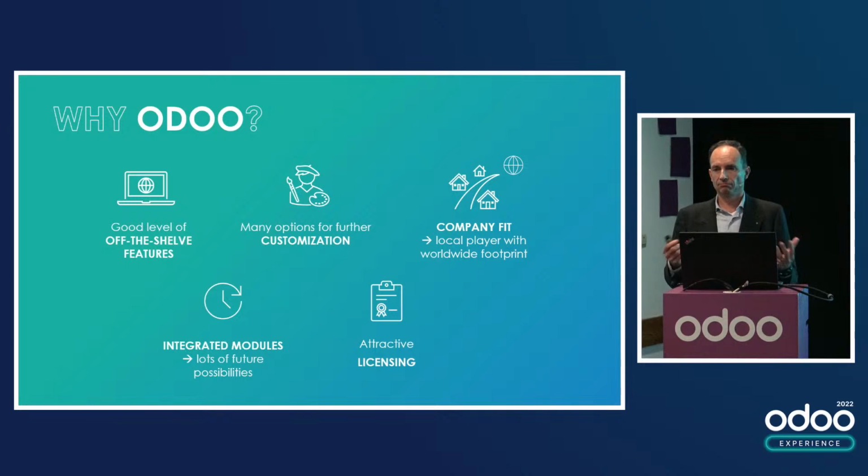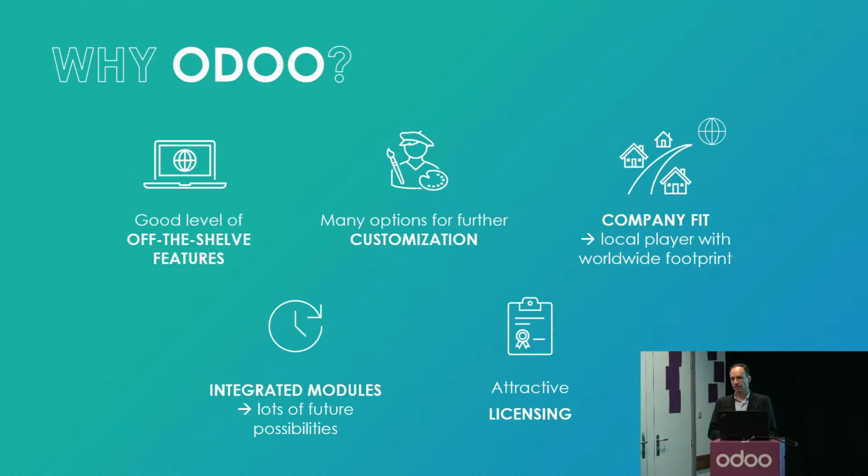Now, we looked at different parties, and I will come back to that in the next slide, but we have chosen Odoo because Odoo has a lot of off-the-shelf features, as you probably know, but also has the possibility for very good customization. And in our case, we really needed both. And as I mentioned before, we were also charmed by the fact that Odoo has a lot of different modules. And so for future growth, that is, of course, also very interesting.